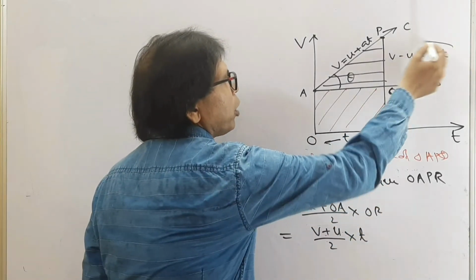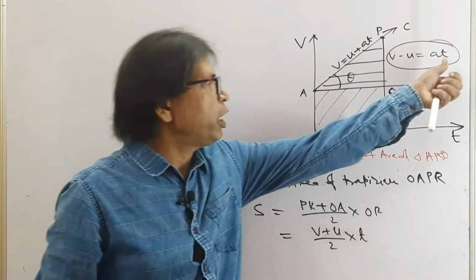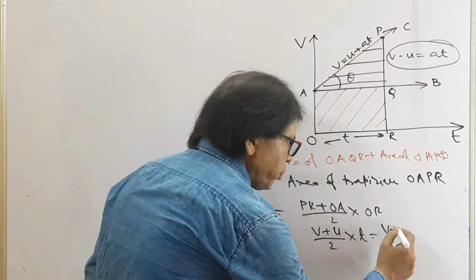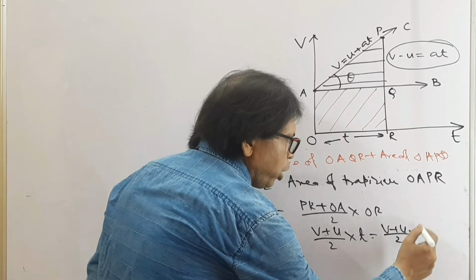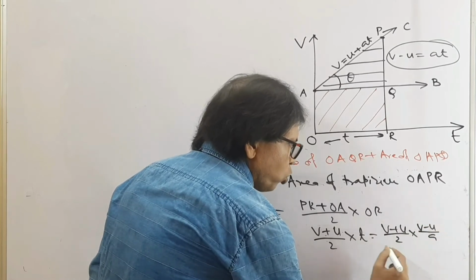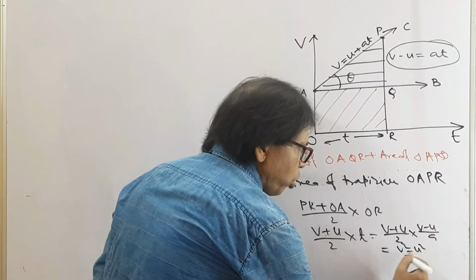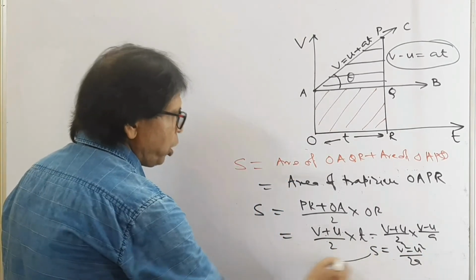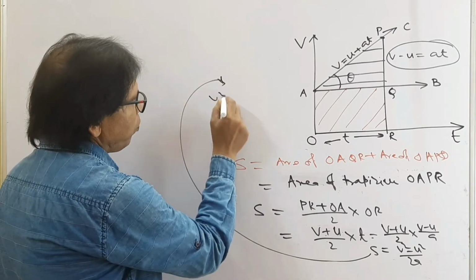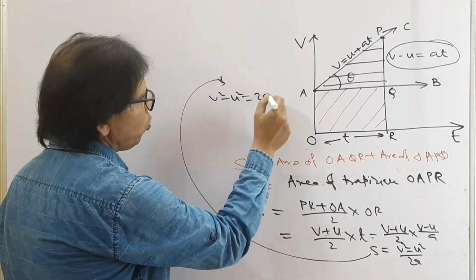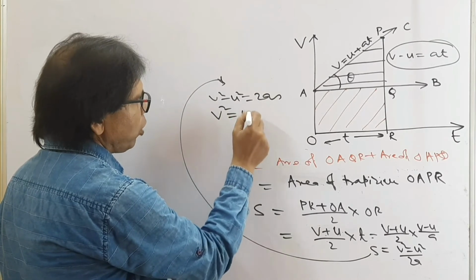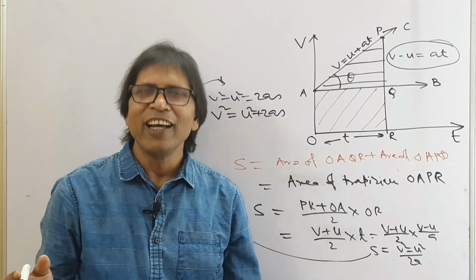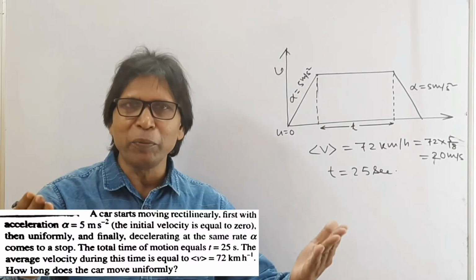Now from the earlier equation, t equals (v minus u) by a. So s equals (v plus u) divided by 2 into (v minus u) by a, which is (v square minus u square) divided by 2a. From this relation, we can write v square minus u square equals 2as. Therefore, v square equals u square plus 2as. Okay, understood?